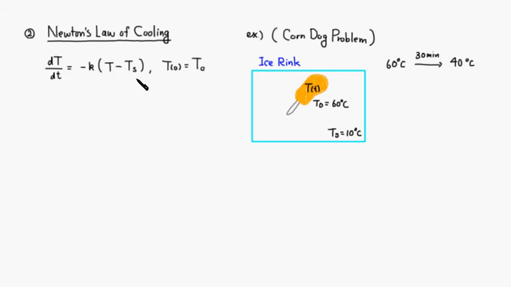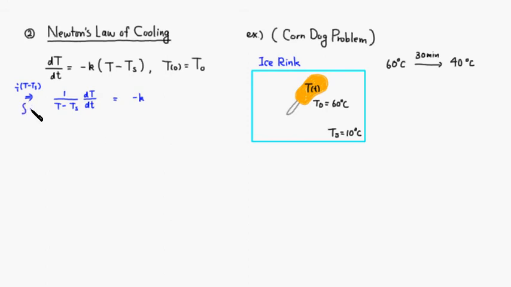This is another example of a separable equation, so let's use the same technique to solve it. We can solve this by first dividing through by T - T_s. Then you will get 1/(T - T_s) dT/dt, which is equal to just -k.